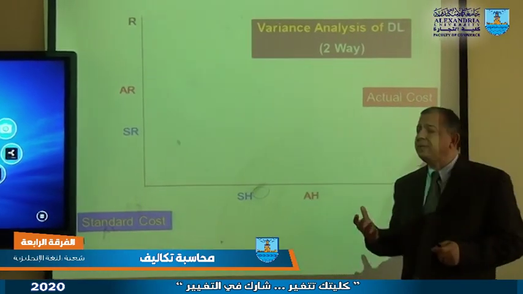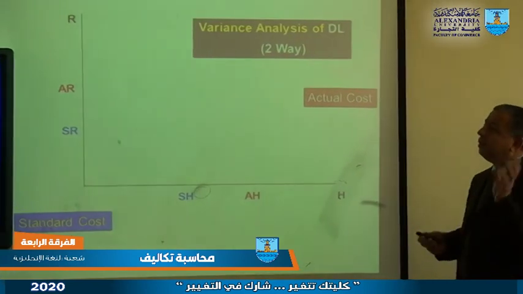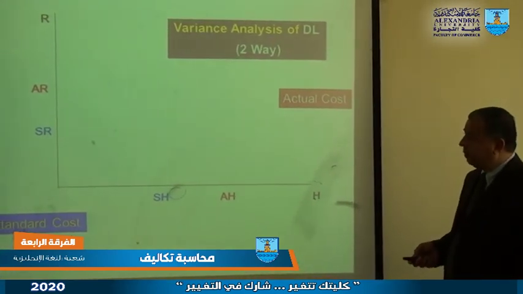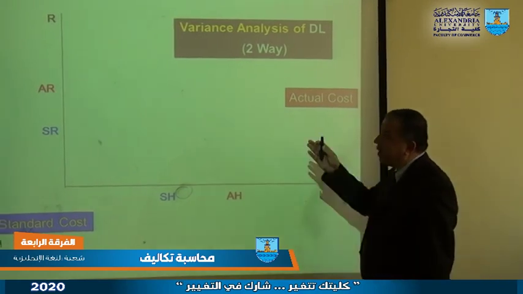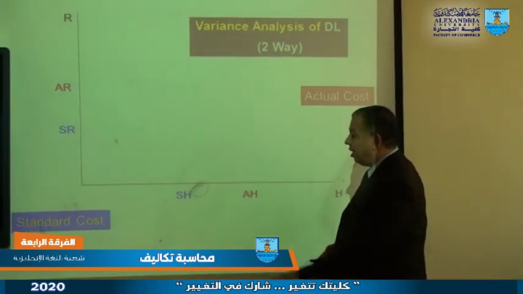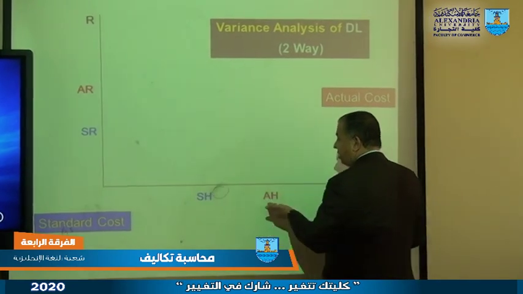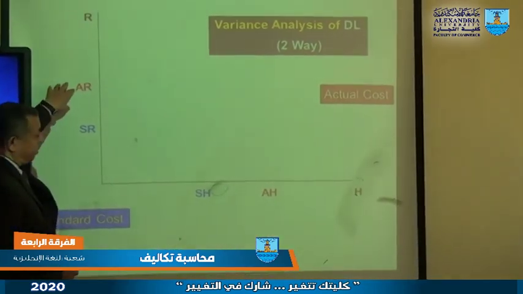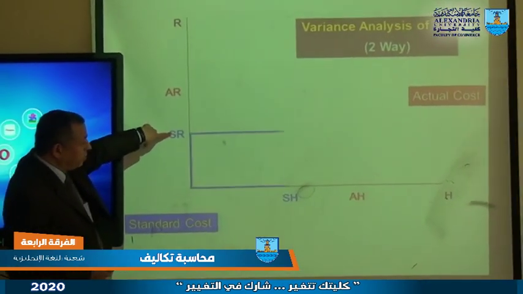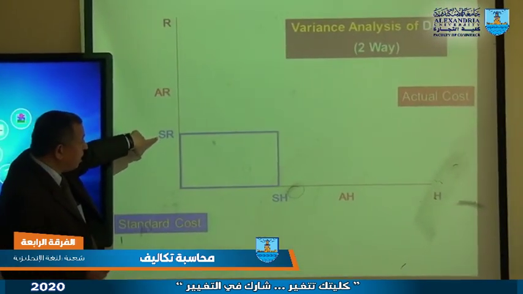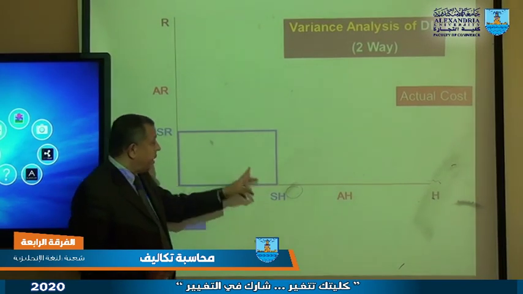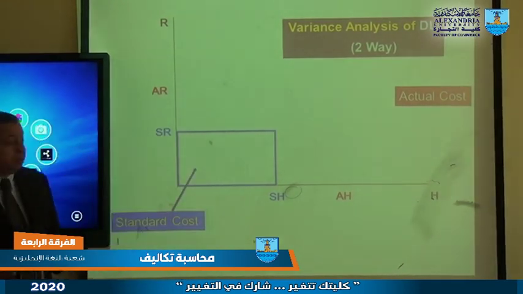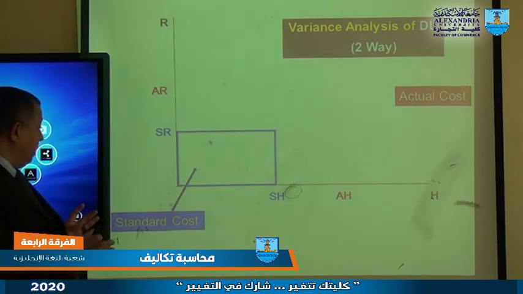How can you create the equations of direct labor variance analysis? Let me assume that we have here hours and rates, and here I have standard hours, actual hours, standard rate, actual rate. When I speak about this part, standard hours and standard rate, I speak about standard cost. This part of my graph is standard cost.